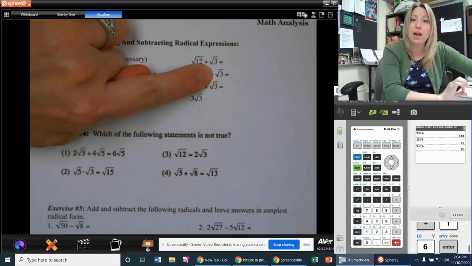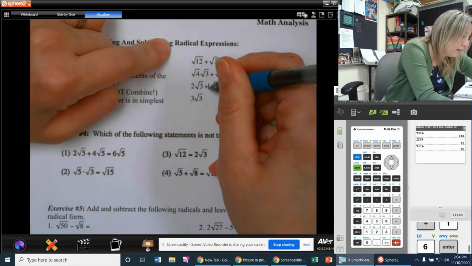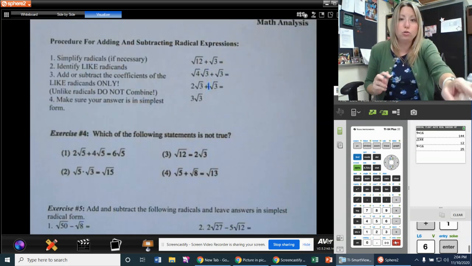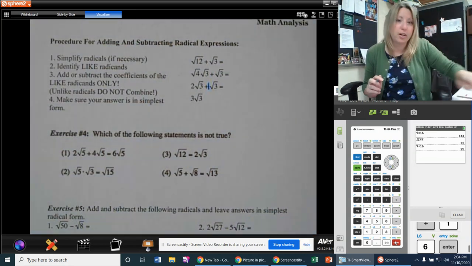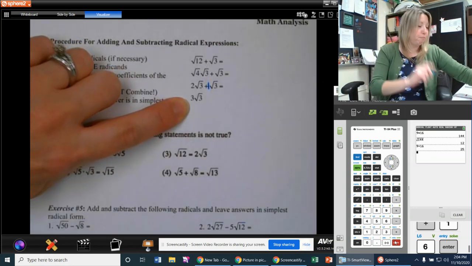So now I can add their coefficients up. When you just have a radical 3, it's the same as having 1 radical 3. So 2 radical 3s plus 1 radical 3 is 3 radical 3s. Okay, here we go.